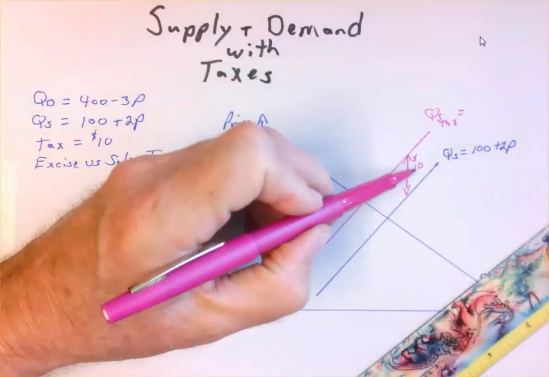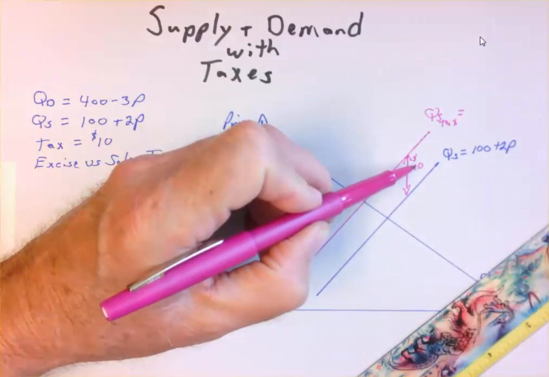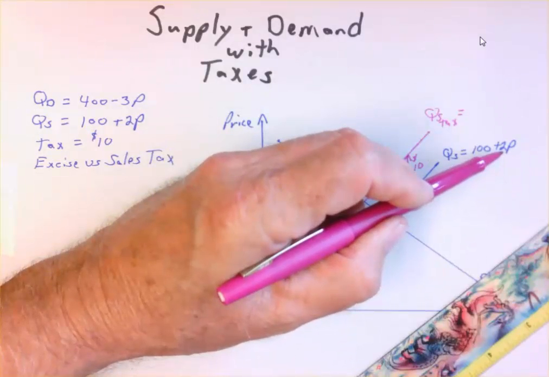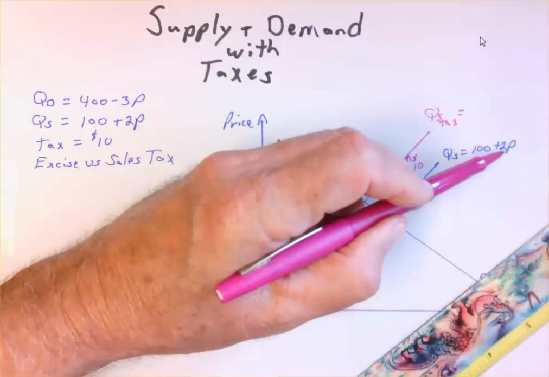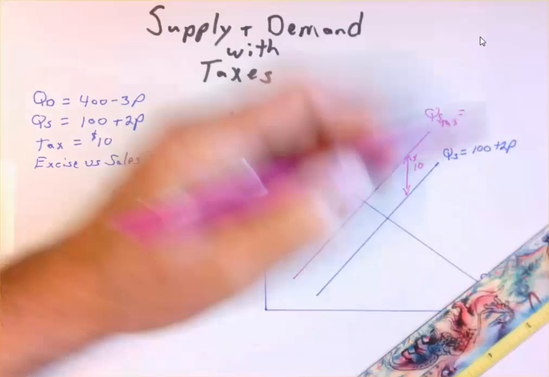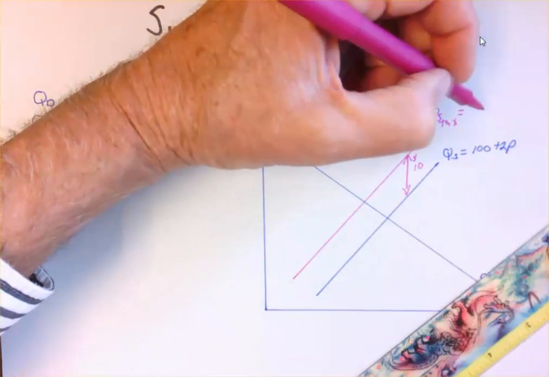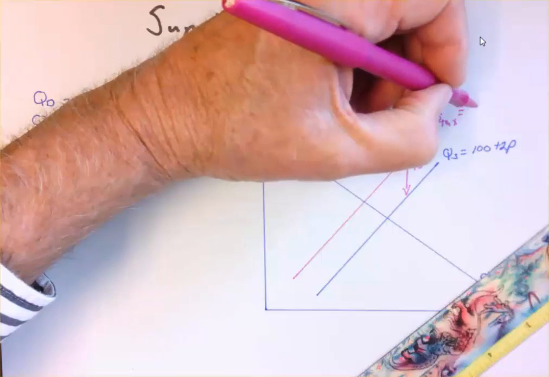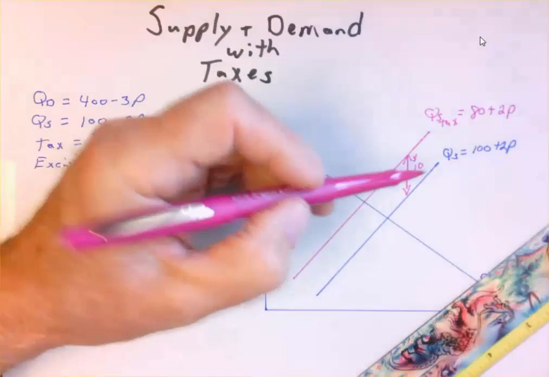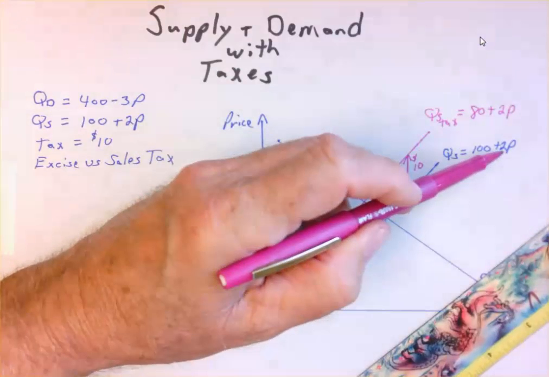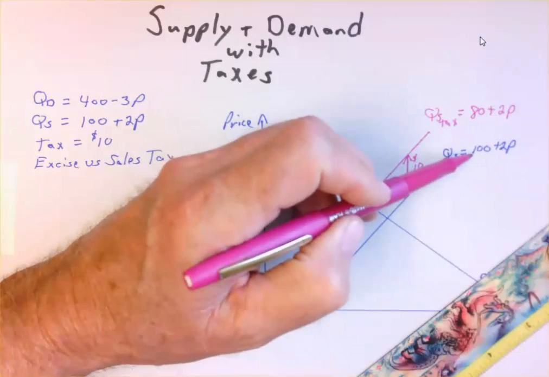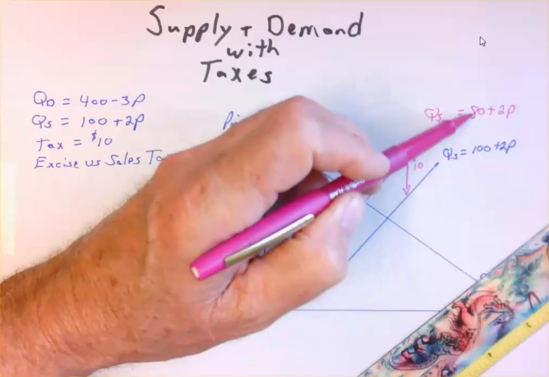You take the tax, which is $10, you multiply it by the coefficient on p, which is 2, so $10 times 2 is 20, and whatever that product is, that 20, you subtract it from the constant term, and that will give you the term that goes up here. So QS tax will be 80 plus 2p. One more time now. You take the tax, you multiply it by the coefficient on p, so 2 times 10 is 20. You subtract whatever that is from this number, so 100 minus 20 would be 80.